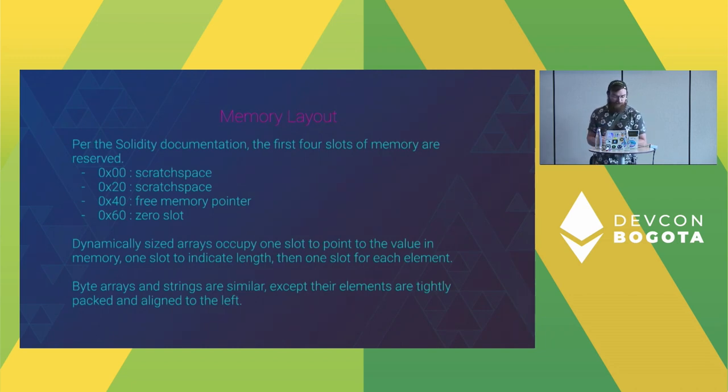And then 0x60 is a zero slot. The zero slot is reserved specifically for whenever you're allocating new arrays, I believe. This is basically a big, big no-no zone anytime people start overriding this.